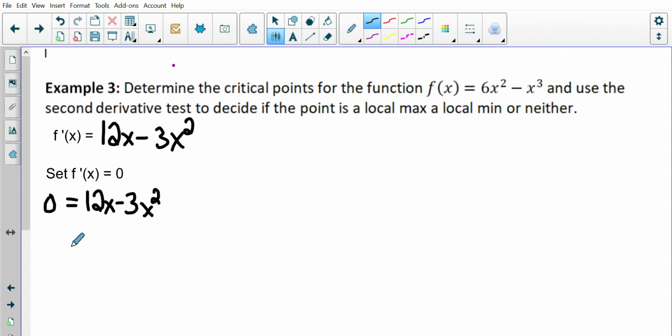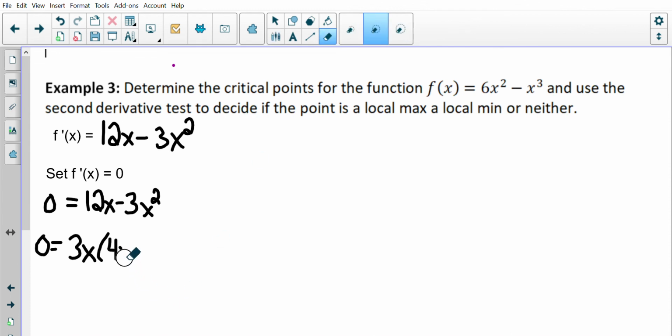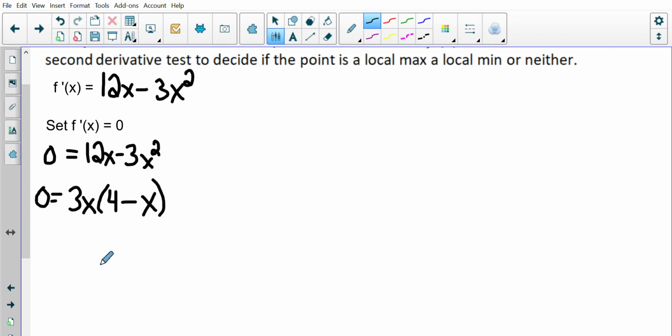First thing I'm going to do is factor out a 3 and an x, because I can see a 3 is in common there. And so I'd end up with 4x and minus x. Or, no, sorry, a 4. And then minus x. There we go. Now, if I'm solving each piece here to find critical numbers, well, 3x is only 0 if x is equal to 0. And 4 minus x is only equal to 0 if x is equal to 4.